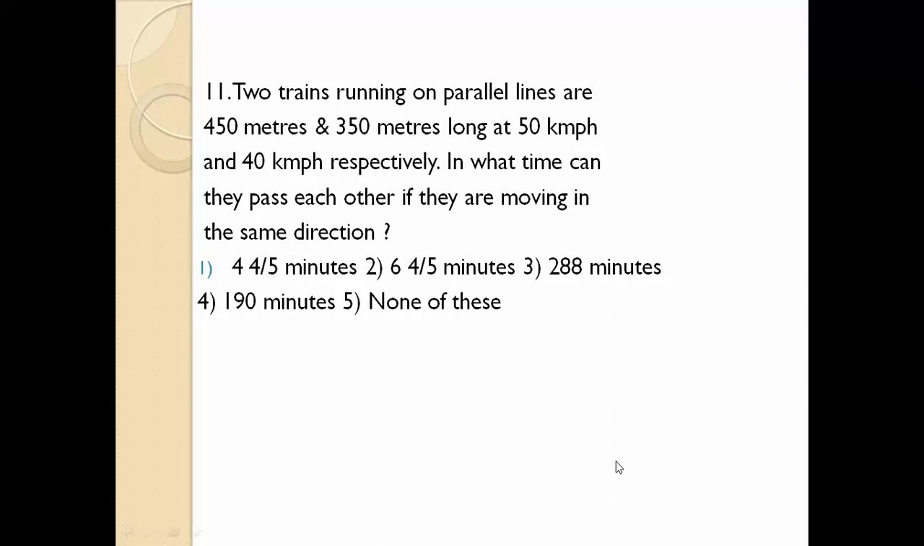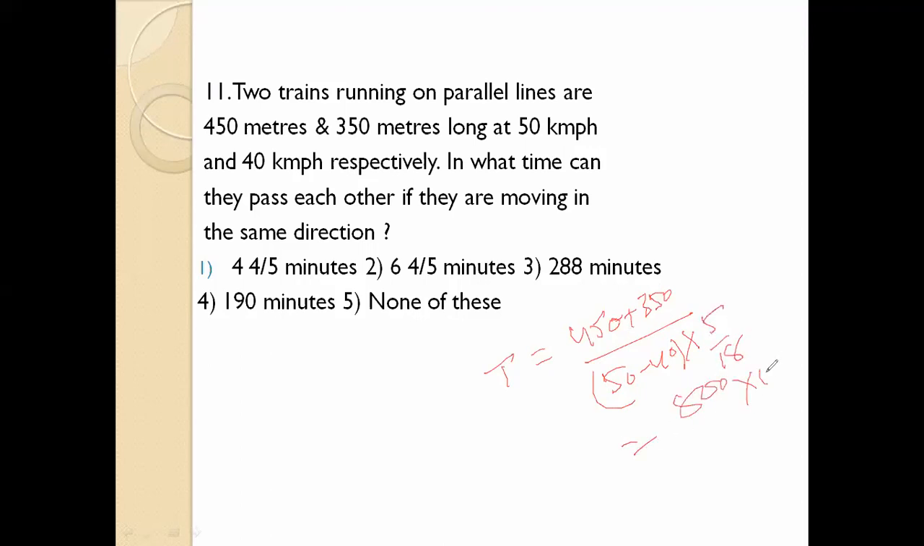Two trains are running on parallel lines, 450 meters and 350 meters long, at 50 km per hour and 40 km per hour respectively. In what time can they pass each other if they are moving in the same direction? Time equals distance by speed. Distance is length of train 1 plus length of train 2, 450 plus 350, divided by, for the same direction, the difference of speeds, 50 minus 40. The distance is in meters and the speed is in kilometer per hour, so we convert to meters per second by multiplying by 5 by 18.